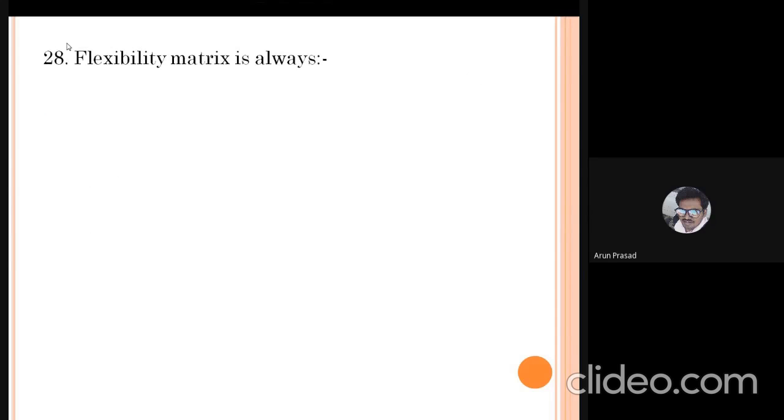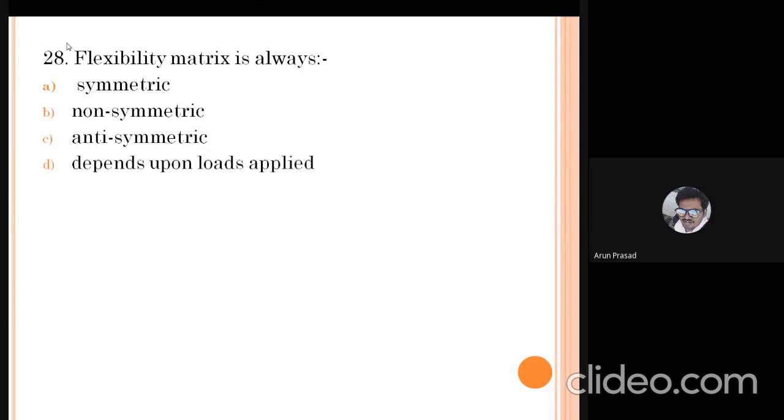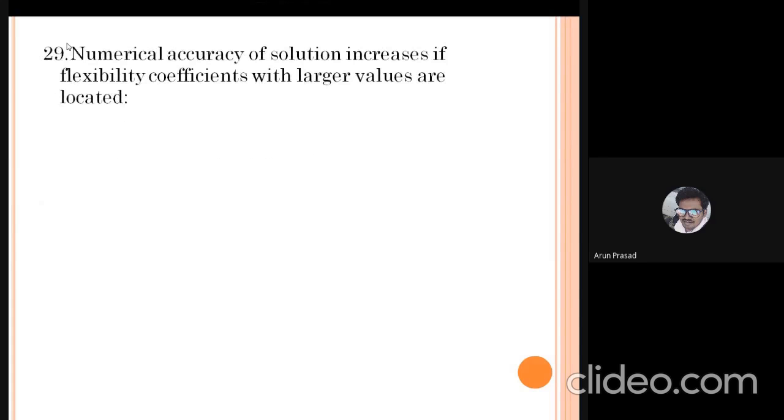Next one: the flexibility matrix is always symmetric, non-symmetric, anti-symmetric, or depends upon the loads applied. The matrix which we obtain in the flexibility matrix method will be either symmetric, non-symmetric, anti-symmetric, or varying depending upon the load. It will be a symmetric matrix.